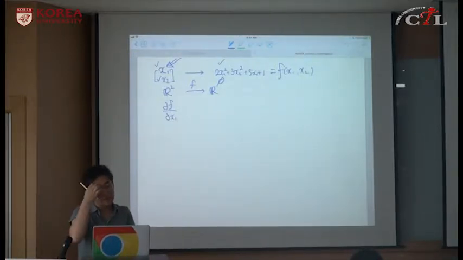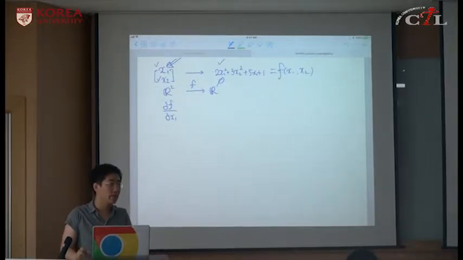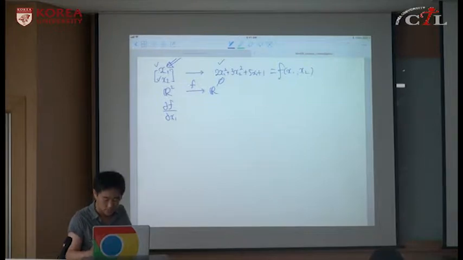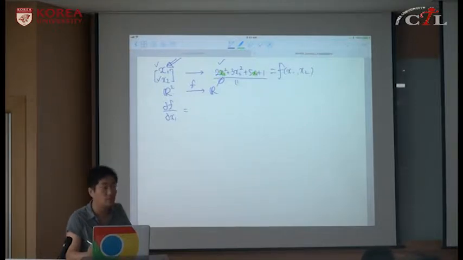We want to differentiate this equation with respect to x1, but in this process we consider all the other variables as constants. So what is the differentiation of this? This one is our variable and this one is also our variable, but x2 is not a variable.